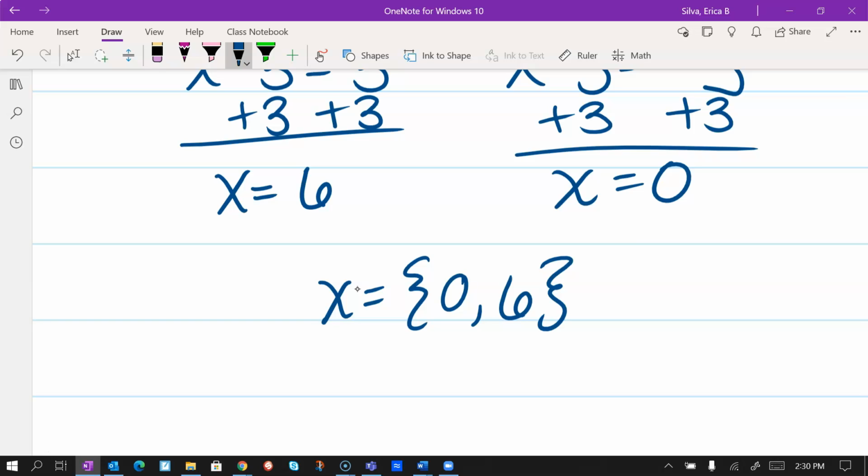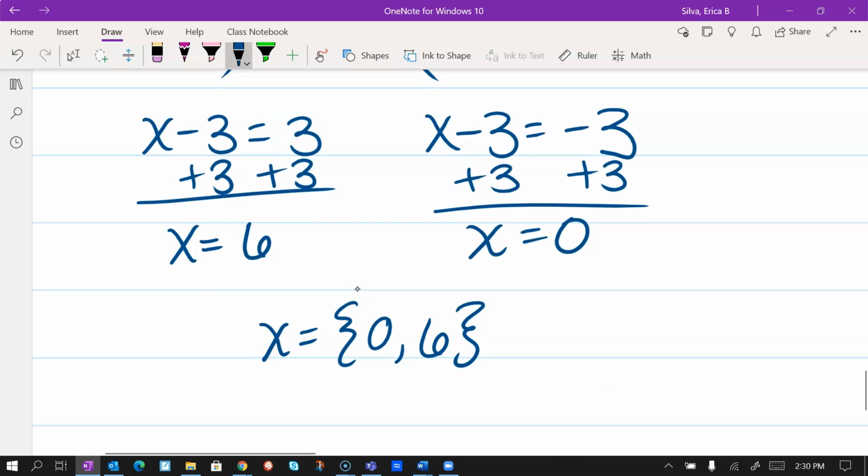Any questions? Yes. Which one? On this one? Well, if you have a negative 3 and you're adding 3, then you go to 0. So if you go backwards, it's 3 minus 3. Kind of like if you owe me $3 and then you pay me $3, then you don't owe me anything.